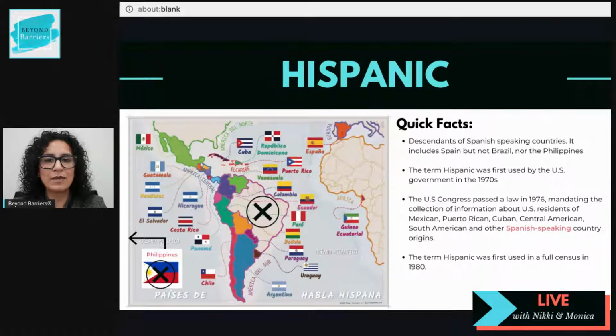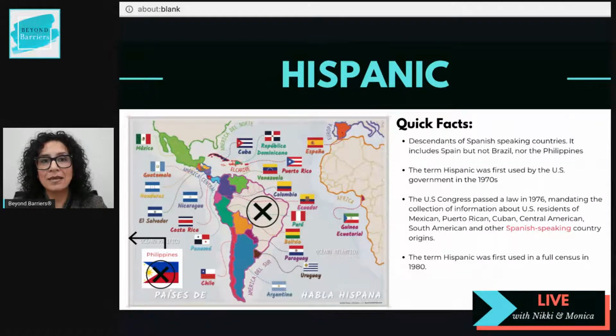The term Hispanic first appeared in the 1970s. It was basically a term that Mexican American and other heritage organizations lobbied for the federal government to collect more data on the population, because back then, historically, everybody was lumped together, and the Hispanic or the Latino culture was thought to be just Mexican and Puerto Rican. And there were lots of organizations that were saying that there is so much more to this community, you need to do more. So the US Congress passed a law in 1976 mandating the collection of information about the US residents who were Puerto Rican, Mexican, Cuban, Central American, South American, and other Spanish-speaking country of origin.